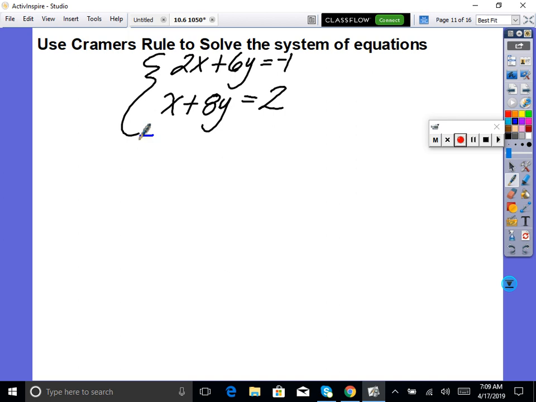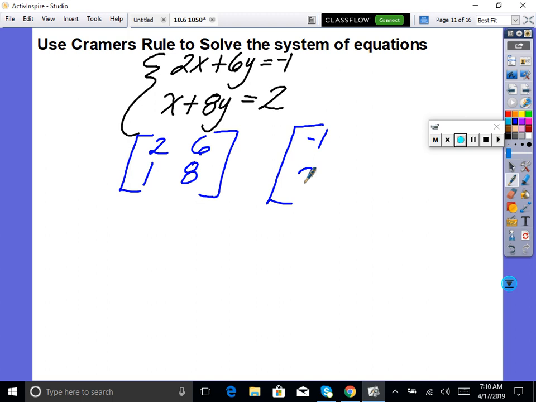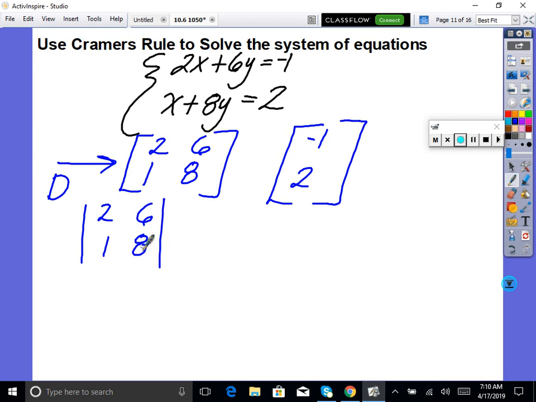Okay, so we have right now this matrix. 2, 6, 1, 8. And we also have the equal sign, -1 and 2. There's our other determinant. Does everyone agree? So let's find the determinant of the original. That's the original. Let's find the determinant. 2, 6, 1, 8. 2 times 8 is 16 minus 6 times 1. So don't we get 10? So original D is 10. So I'm going to write that. Our determinant is 10.